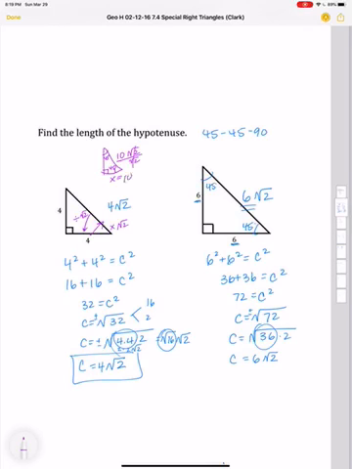So knowing how to go back and forth is going to be helpful. If we go from the leg to the hypotenuse, we multiply by the square root of 2. If we go from the hypotenuse to the leg, we divide by the square root of 2. And that relationship's always going to happen.